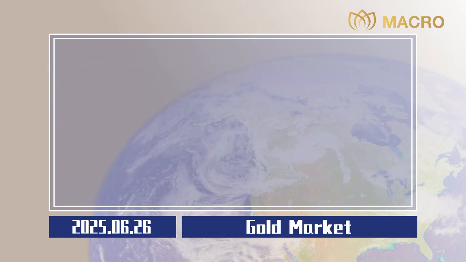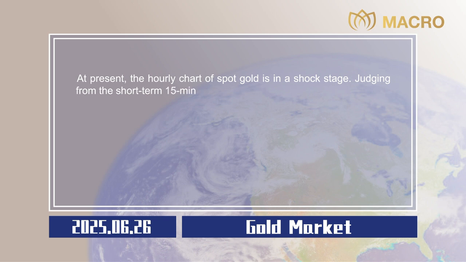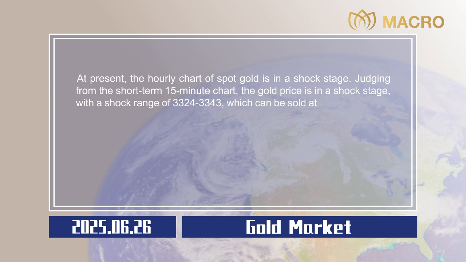Gold market. At present, the hourly chart of spot gold is in a shock stage. Judging from the short-term 15-minute chart, the gold price is in a shock stage, with a shock range of $3,324 to $3,343, which can be sold at a high price and bought at a low price in operation.